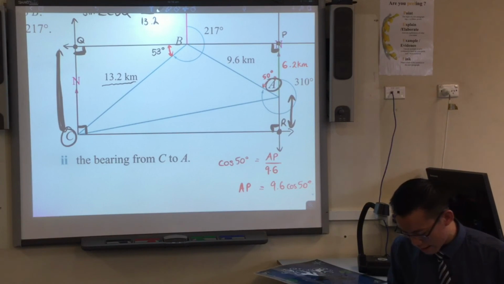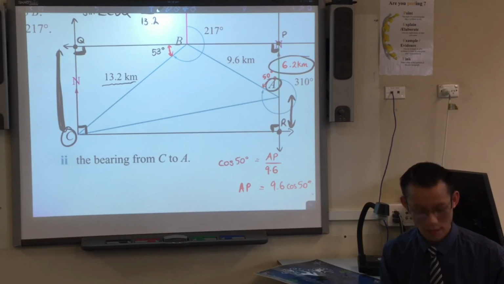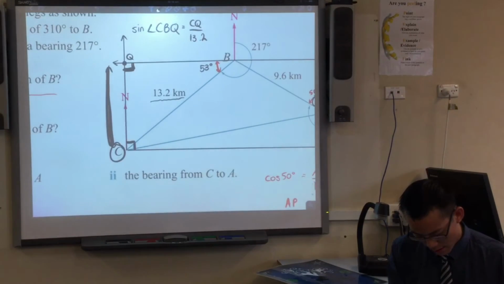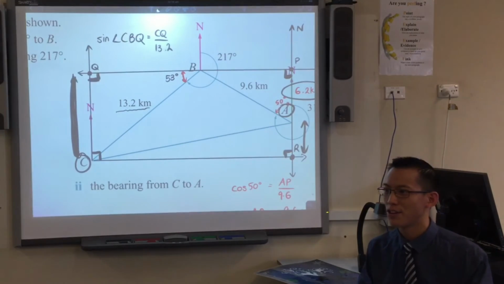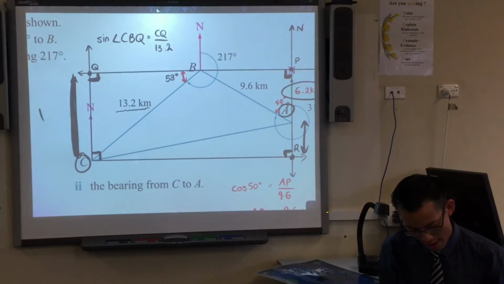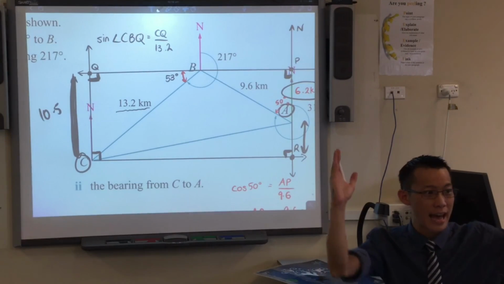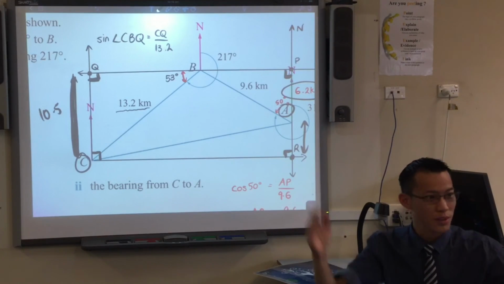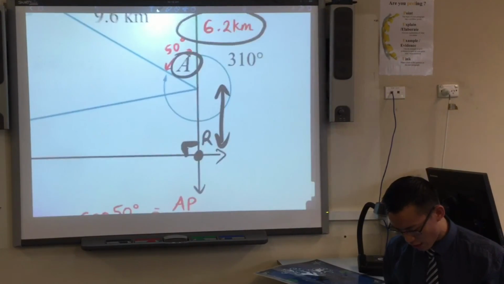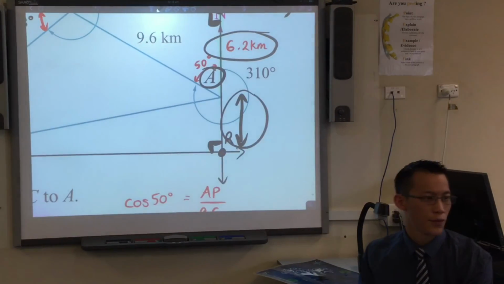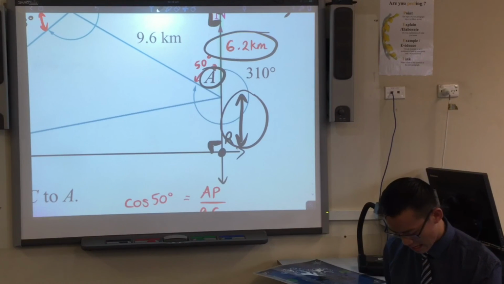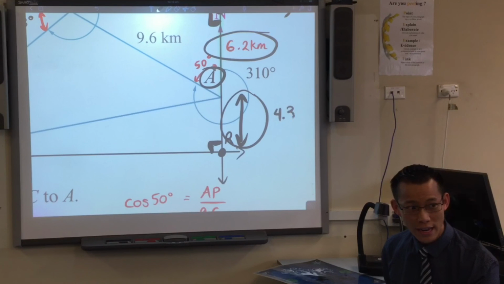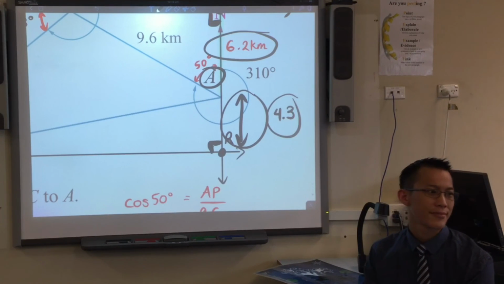Now you've already worked out that this is 6.2. Oh, and I think some of you worked out this length as well, didn't you? In a rectangle, the opposite side, thank you, 10.5. In a rectangle, the opposite sides are equal to each other. So this final length over here is just the difference. 10.5 take away 6.2, that sounds like 4.3 to me. Okay?